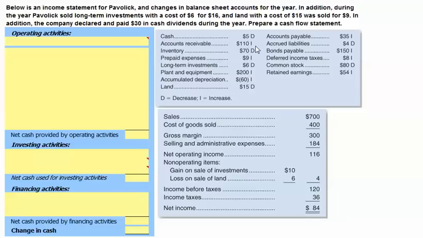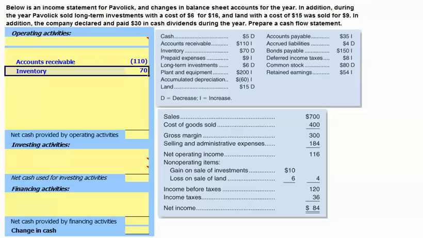Recall, when assets increase, we consider that a use of cash. When assets decrease, it's a source of cash. Let's begin with the $110 increase in accounts receivable. Since accounts receivable increased by $110, we'll list this as a $110 use of cash in the operating section of our cash flow statement. Inventory is also an operating activity. It decreased by $70, which we'll represent as a $70 source of cash. Since prepaid expenses increased, this will be listed as a $9 use of cash.